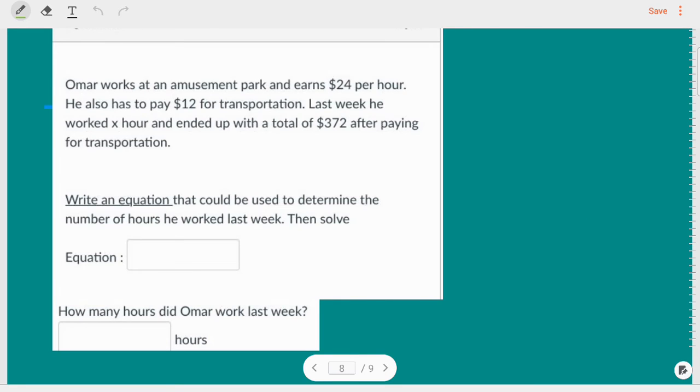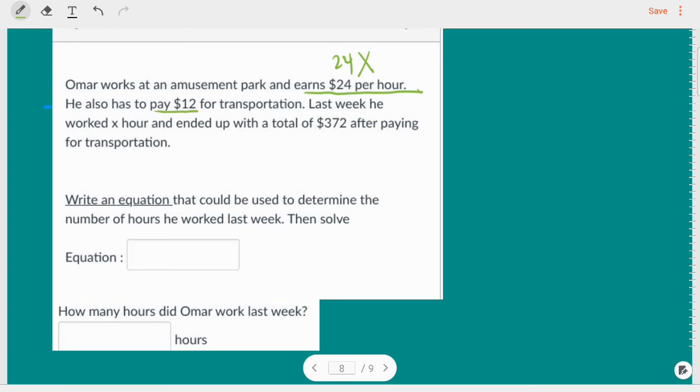Okay. Omar works at an amusement park and earns $24 per hour. He also has to pay $12 for transportation. Last week he worked X hours and ended up with a total of $372 after paying for transportation. Write an equation. Well, right here it says $24 per hour. So 24 repeatedly, 24x.